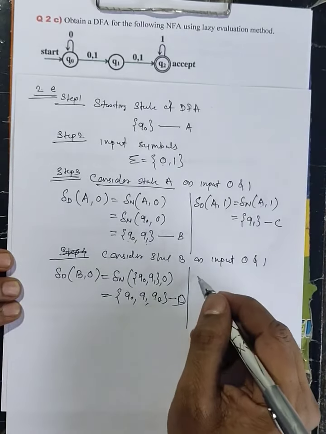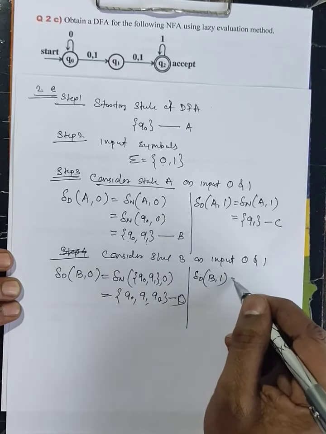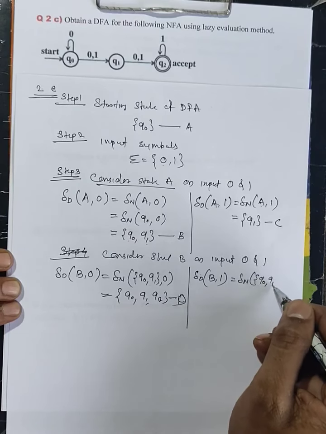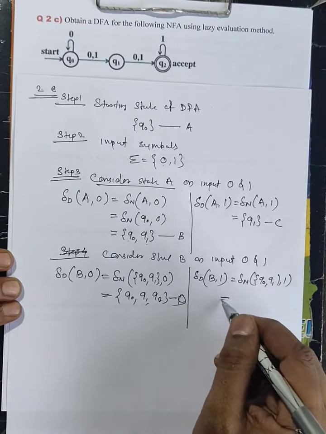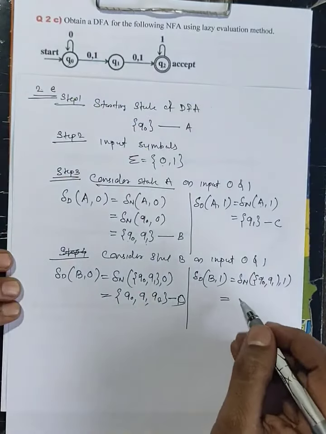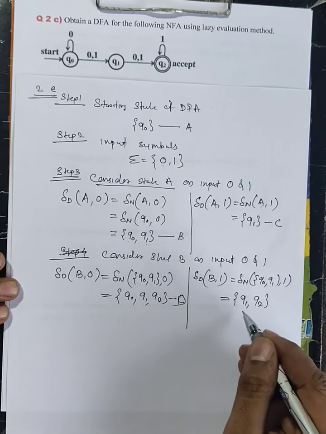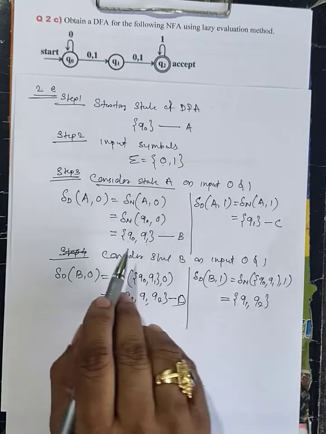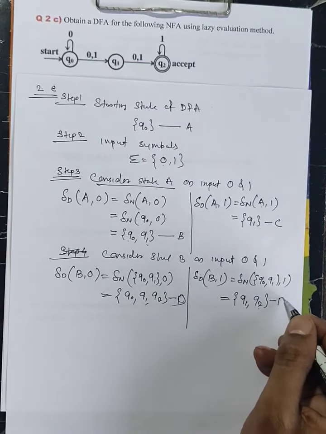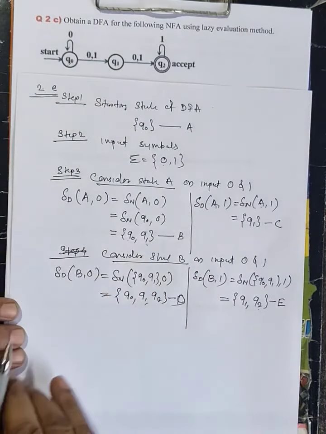Next, similarly, B on input symbol 1, meaning delta. Q0, Q1 on input symbol 1: Q0 on 1 gives Q1... Q1 on 1 gives Q2. This is Q1 and Q2, and Q1 and Q2 is again new. This is Q0, Q1 and Q2, which is a new state. Assign this as A.